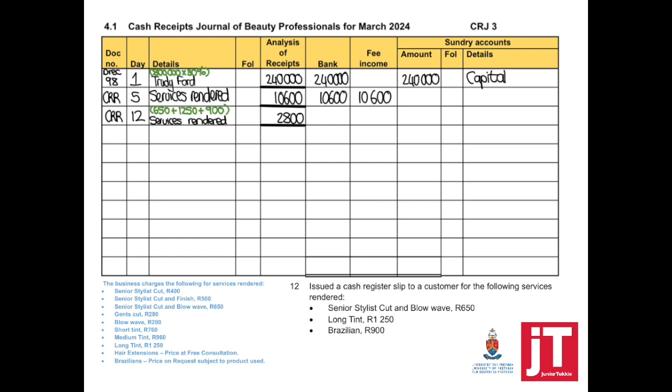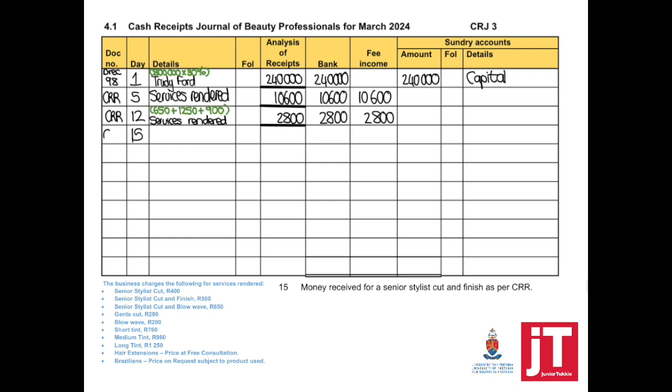In total, the business received 2,800. There were no other transactions on day 12, so we draw a line. How much should we deposit in our bank account? 2,800. For what reason? For fee income. Day 15. Money received for a senior stylist cut and finish as per cash register roll. The transaction happened on day 15. My source document is cash register roll. We've received the money because of services rendered. How much should we receive? So we had to check: stylist cut and finish is 500. For what reason? For fee income.